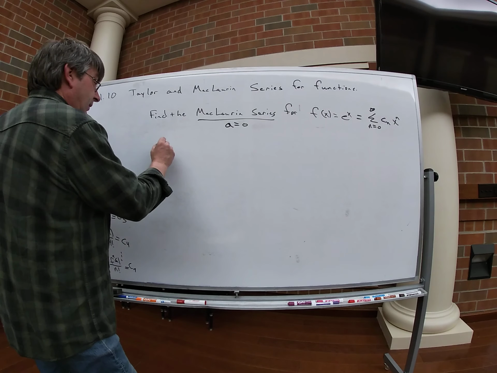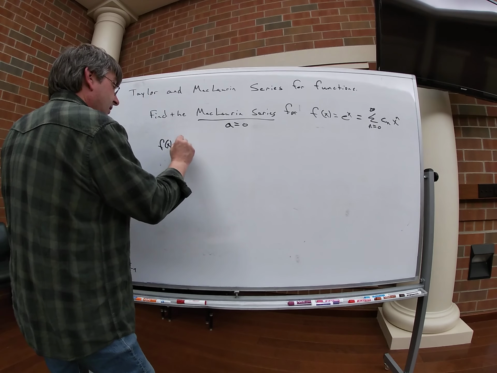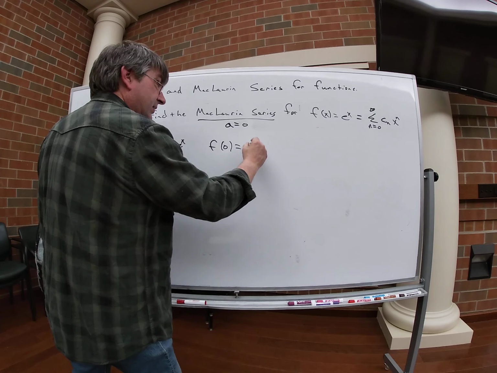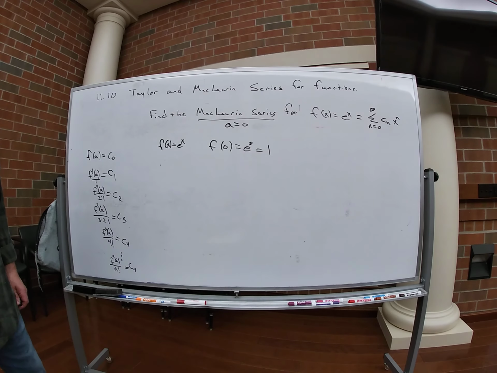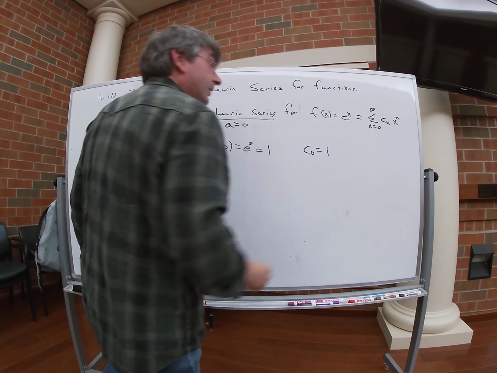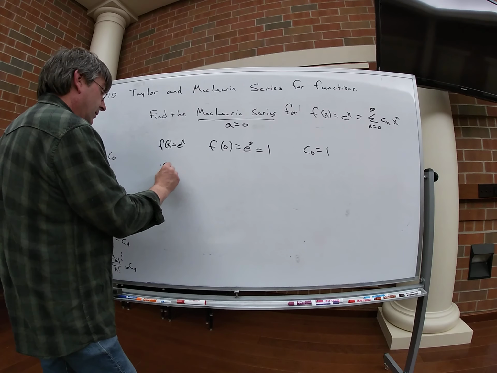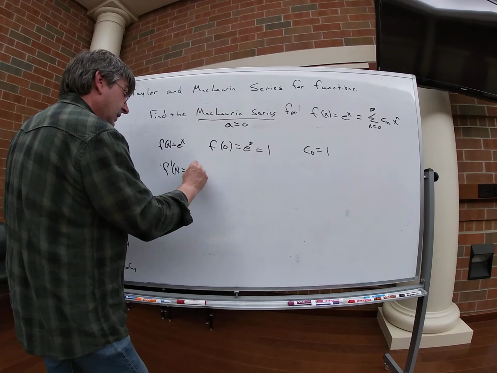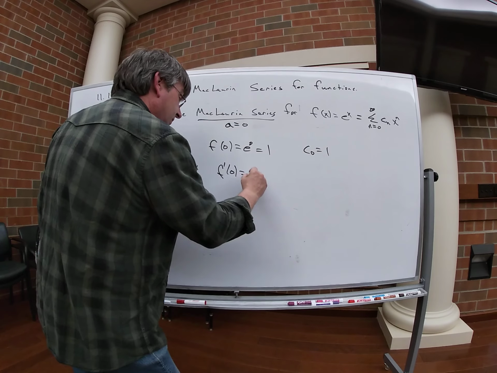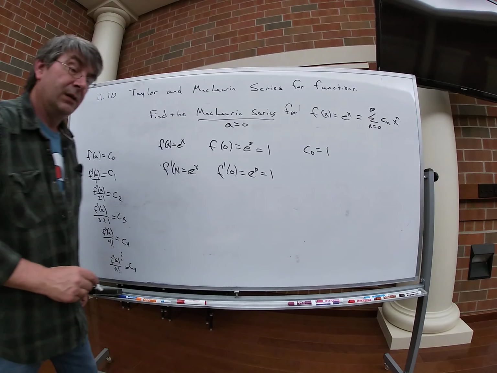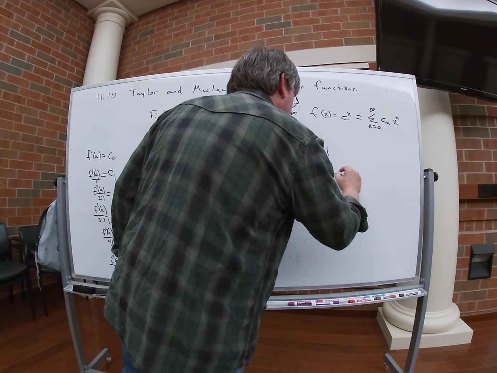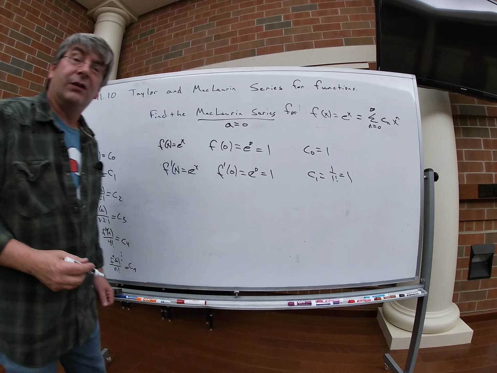So let's see. f of x is e to the x. My a is 0, so f at 0, another reason for picking this point, is e to the 0, which is nicely 1. So that tells me c0 is 1. Okay. Let's differentiate. What's the derivative of e to the x? It's e to the x. What's the derivative evaluated at 0? It's e to the 0, which again is 1. Okay. So c1 will be 1 over 1 factorial, which is also 1. Okay.